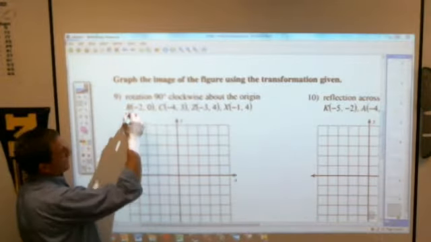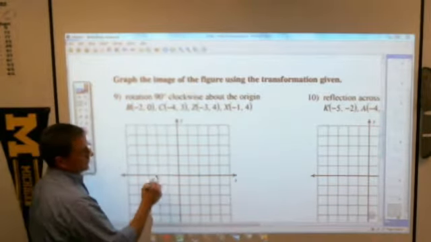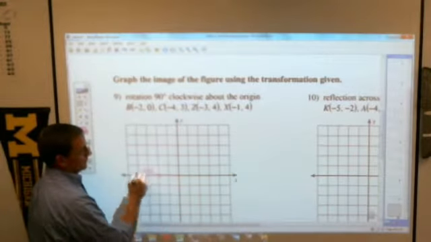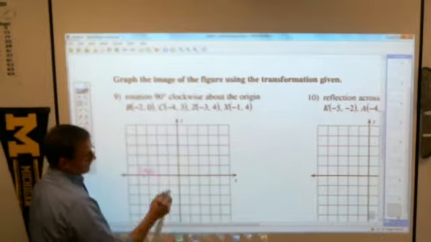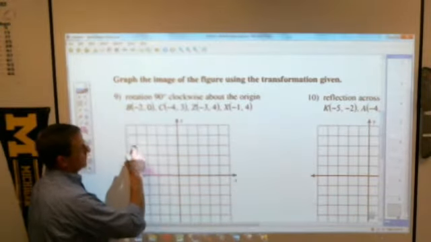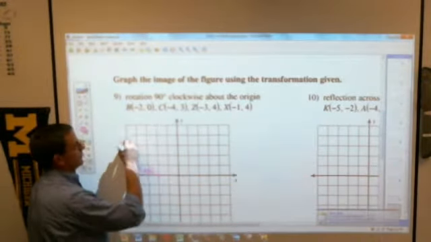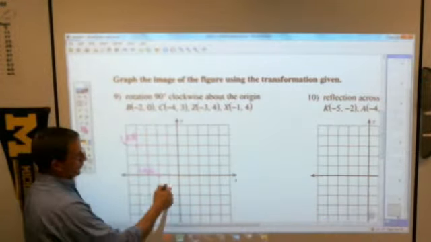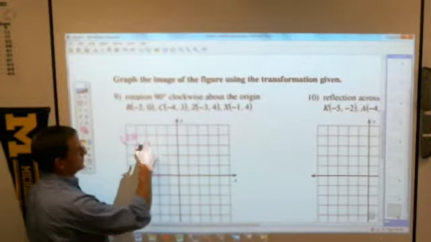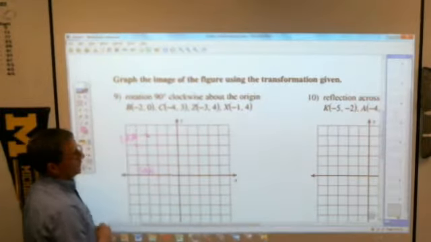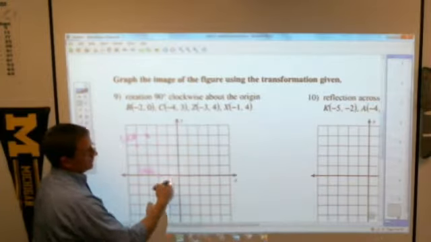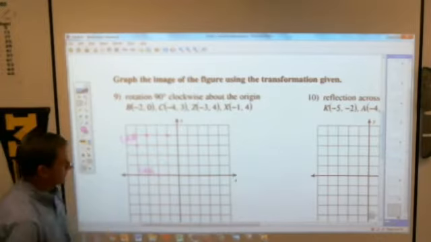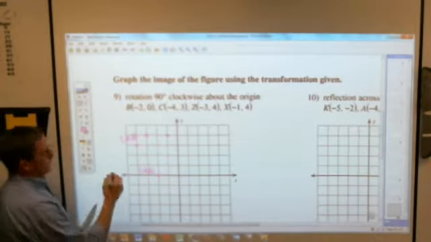So, we've got negative 2, 0. Negative 2, 0 here, is it? Please tell me yes. Negative 2, 0. Then we have negative 4, 3. 1, 2, 3, 4, 1, 2, 3. Is that there? Did I get that right? Stop me if I'm really making a mistake. Z, negative 3, 4. Negative 3, 1, 2, 3, 4. Am I right? Negative 1, 4. Negative 1, 1, 2, 3, 4. Is that right? So there is my shape.